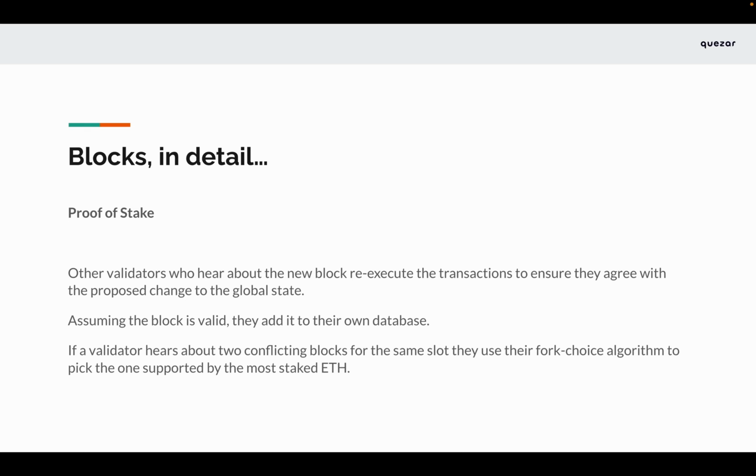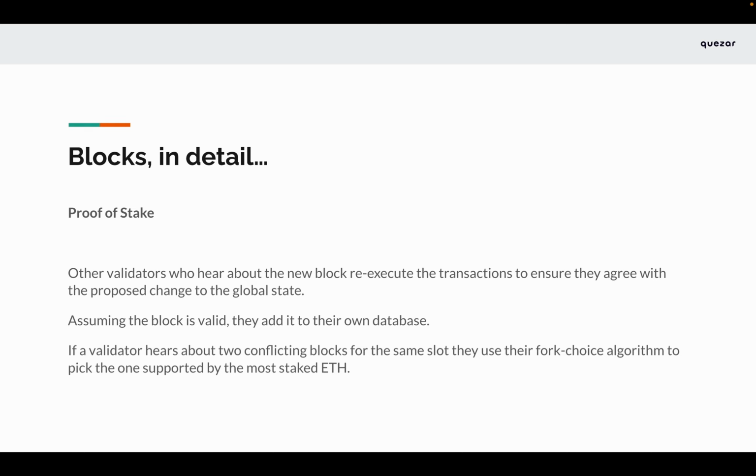So all of these validators have staked ETH as collateral, and the minimum requirement is 32 ETH, but you can also stake a higher amount. So when a validator encounters two conflicting blocks, the block that is supported by the most staked ETH gets added to the network. And the simple rationale there is that validators who have higher stakes and are supporting a certain change in the state of EVM have more skin in the game, because they have a lot to lose if anything wrong happens.